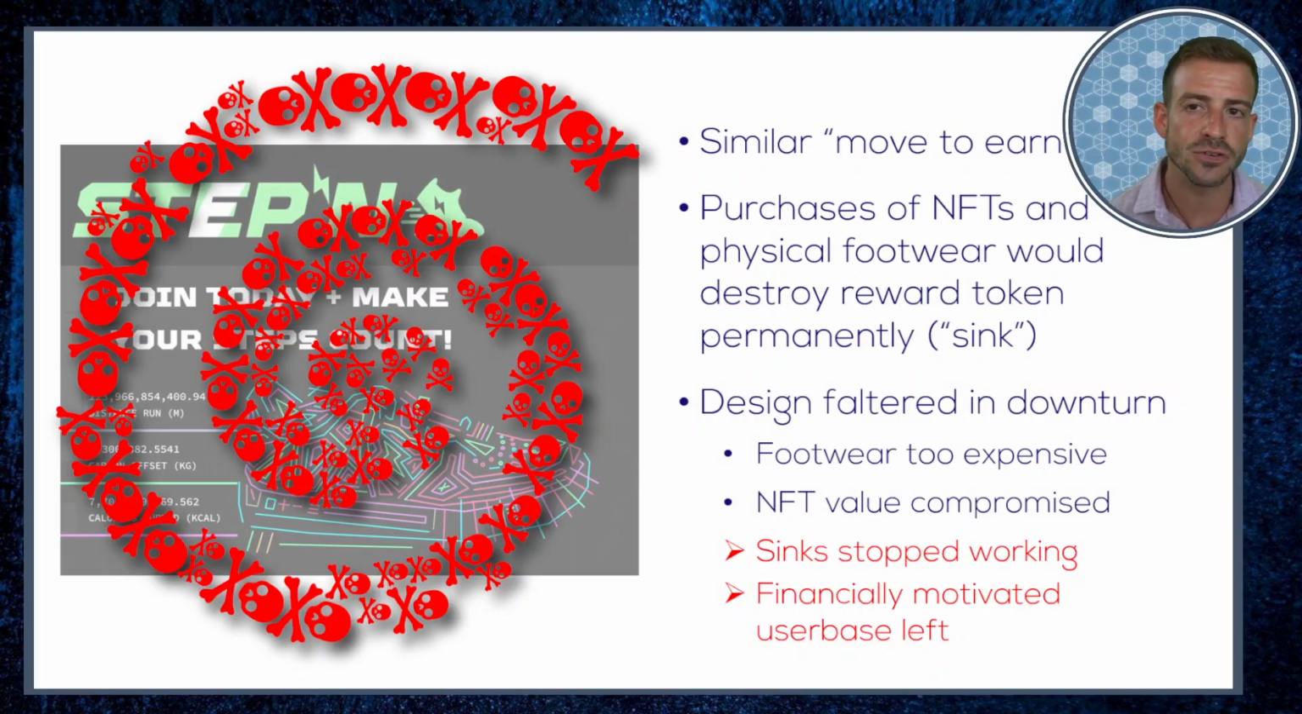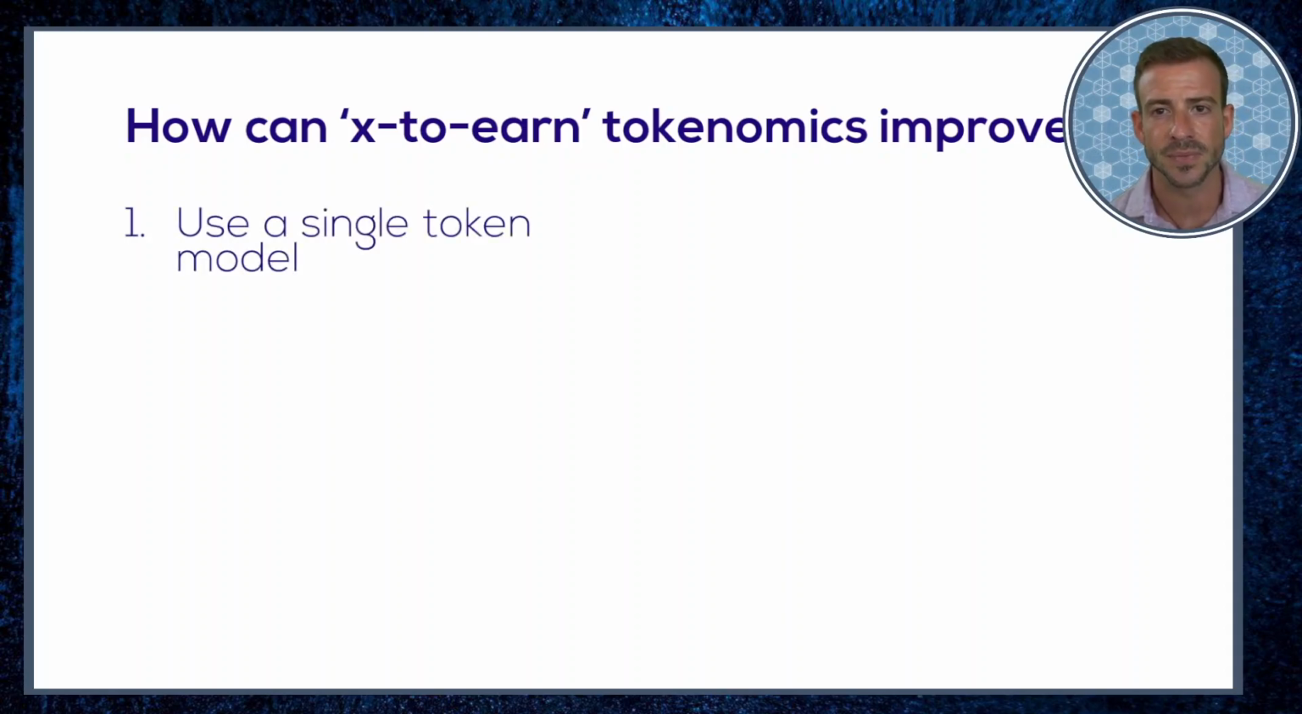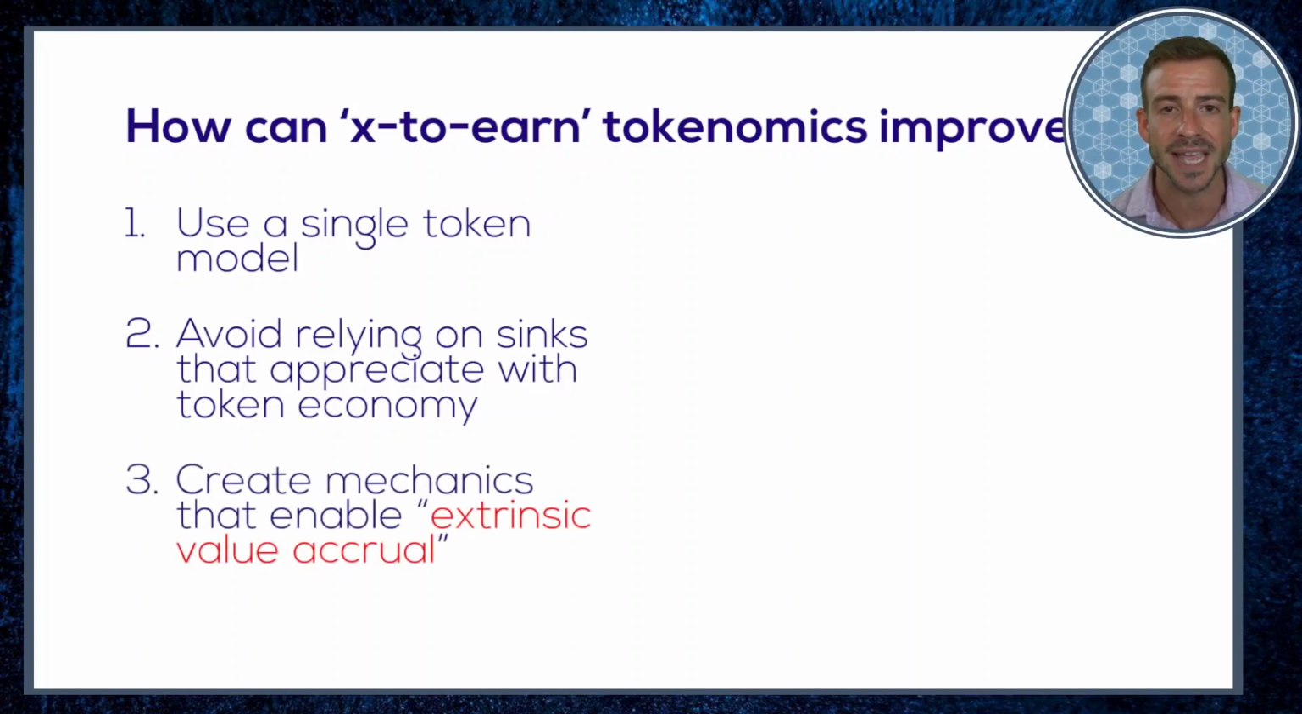We then get on to the final section of the report, which asks, what lessons can we learn from all of this? Or in their words, how can X-to-earn tokenomics improve? They come up with 3 recommendations. The first is to design the economy to use a single token. Second is to avoid relying exclusively on sinks that appreciate in value during high growth conditions. Finally, they suggest that we use mechanics that enable what they call extrinsic value accrual. Let's expand on each of these one at a time.